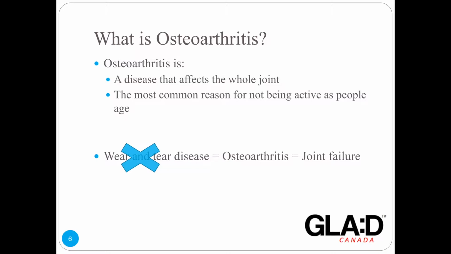Rather, osteoarthritis is joint failure. So the joint is no longer functioning as it once did, and thus osteoarthritis starts to begin. We'll go into greater detail how that works, but I'm trying to reframe how you think about osteoarthritis. It is not a wear and tear disease. It is more about joint failure.